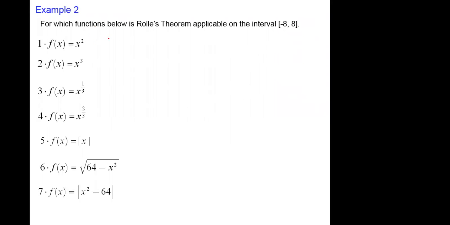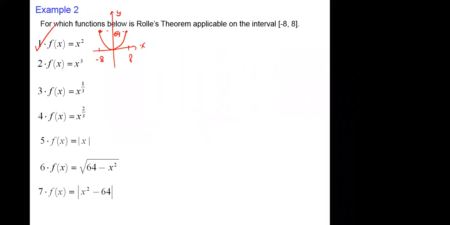I think it is, because it's nice and smooth. And what is the value at 8 and -8? I can draw a little bit. Is this value the same? Yes, thank you, it's 64. That means the function is continuous, differentiable, nice and smooth, and the value at 8 and -8 is the same. This function is good. Definitely the value c exists.